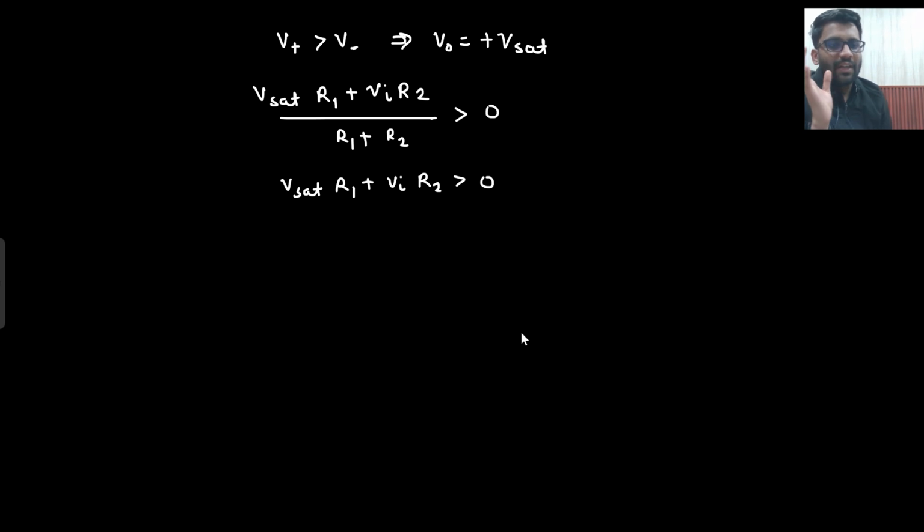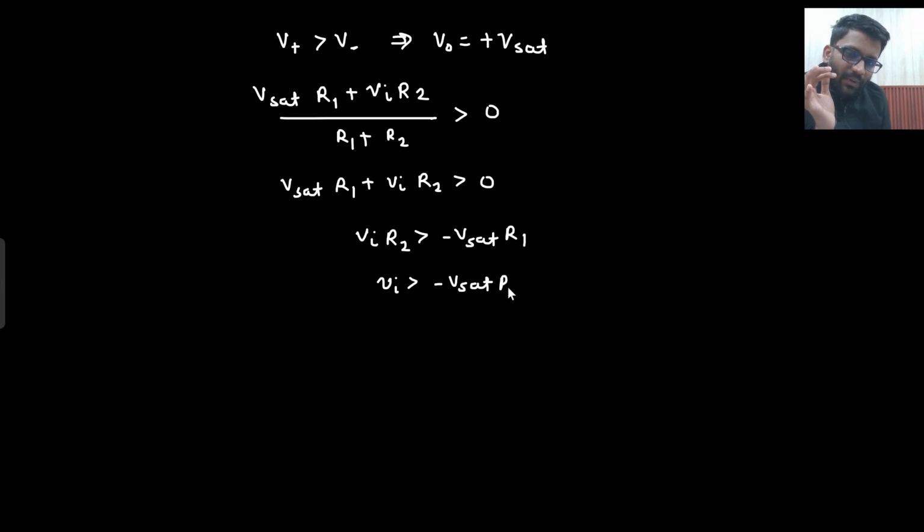What is our target? Our target is to draw the transfer characteristics. So your V in will be varying, so I need to get the relation with respect to V in. So what I am getting? V in into R2 should be greater than minus Vset into R1. So V in is greater than minus Vset into R1 by R2. So this is the condition I am getting. So if V in is greater than minus Vset into R1 by R2, then my output is plus Vset.